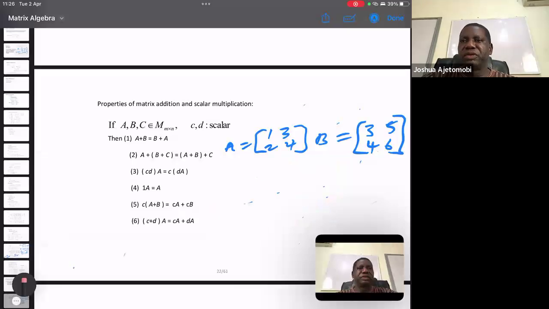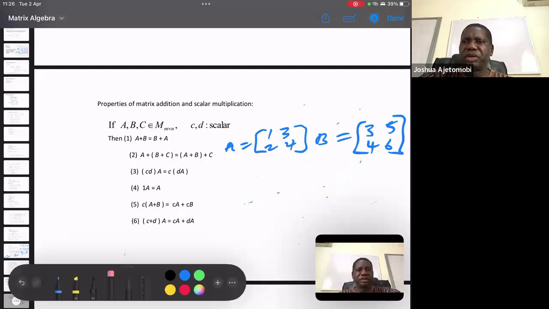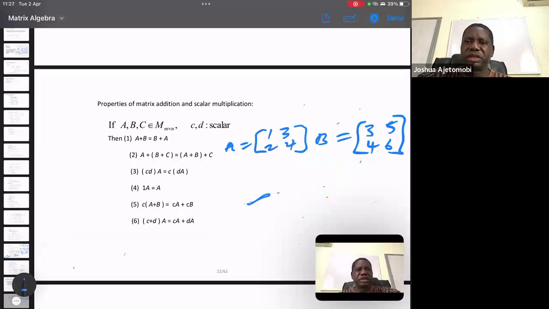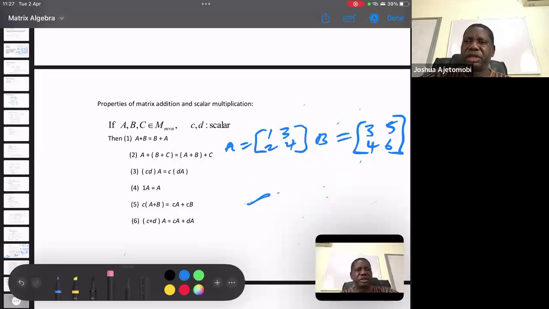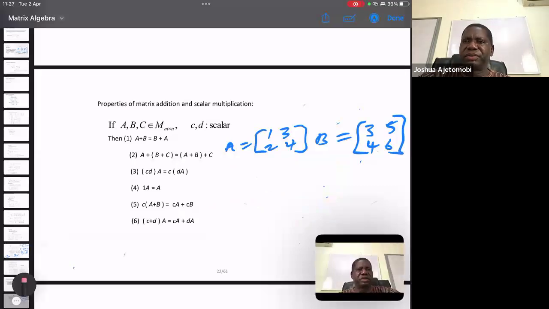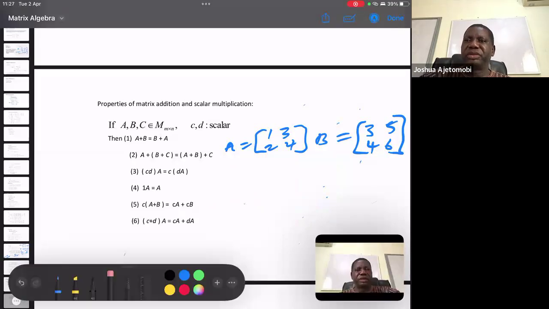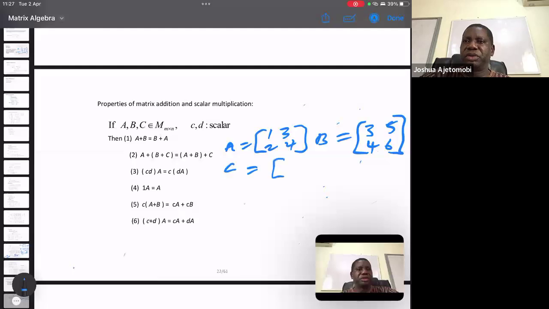Then we have the associative rule for addition. So we state that A plus B plus C is equal to A plus B plus C, grouped either way. Let us have another matrix, let's say we have our C equal to 4, 4, 0, 1.